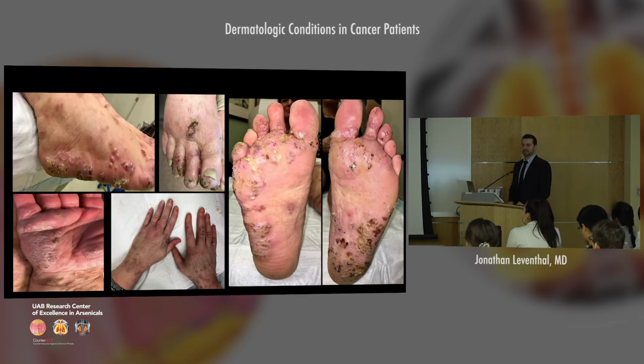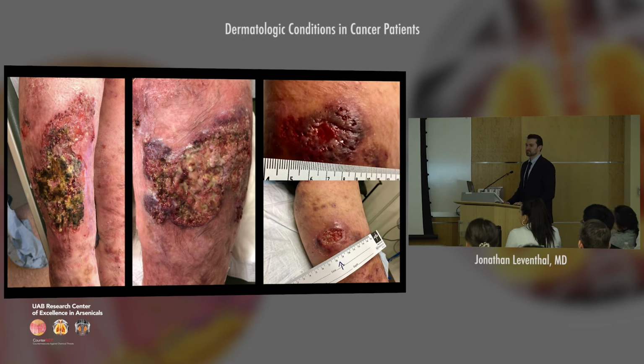So her hands and her feet had numerous vesicles and pustules. Many had overlying erosions with scale and crust. It was quite painful. And then on her lower legs, bilaterally, she had multiple of these large ulcerative plaques. Note they had a violaceous rim. Some had a more cribriform appearance. There was a fibrinous base with granulation tissue as well.